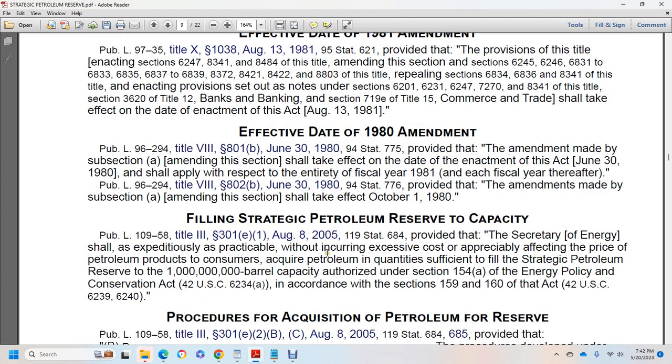Filling the Strategic Petroleum Reserve to capacity. Public Law 109-58, Title III, section 301(e)(1), August 8, 2005, 119 Stat. 684, provides that the Secretary of Energy shall, as expeditiously as practicable without incurring excessive costs or affecting the price of petroleum products to consumers, acquire petroleum in quantities sufficient to fill the Strategic Petroleum Reserve to the 1 billion barrel capacity authorized in section 154 of the Energy Policy and Conservation Act, in accordance with section 159 and 160 of this Act.